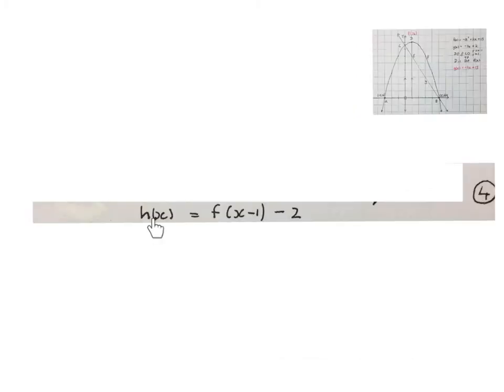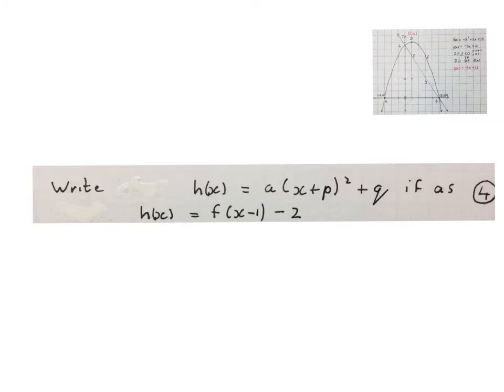Next they say h of x, a new function, is a transformation of f of x. So something happened to the parabola to give us h of x. And they ask, write this h of x in this form. What this transformation means is that we'll take the f graph, that means this parabola, and move it 1 unit to the right and 2 units down.